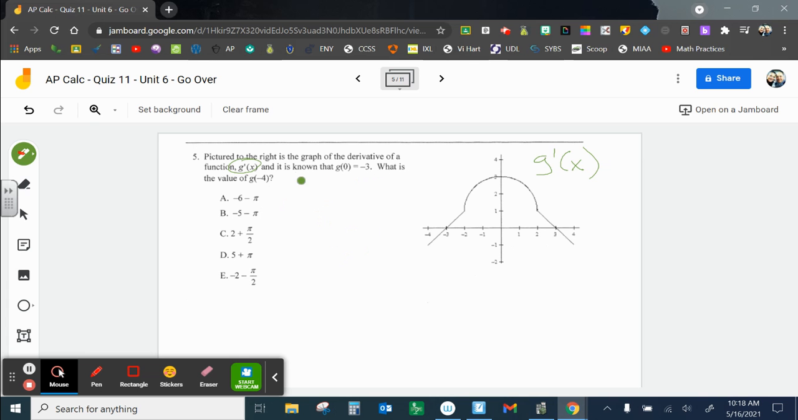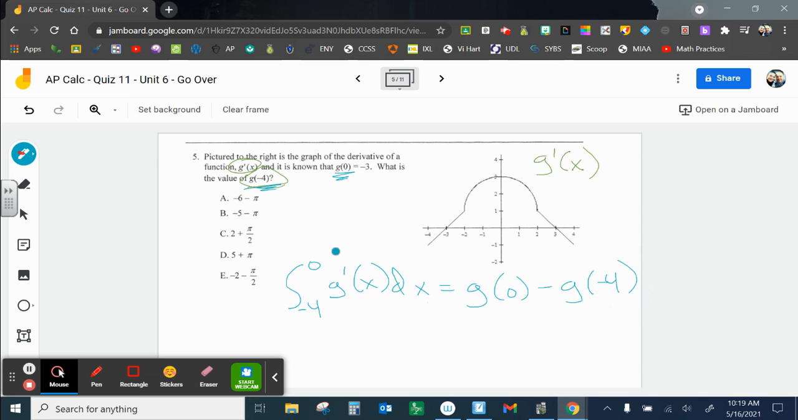Okay, so they tell us g of 0 equals -3, and what is the value of g of -4? So whenever they're giving us something as the derivative and they want us to find the original function, we're going to deal with the integral. So we're looking at the integral, and I'm going to go from -4 to 0. Why? Because they give us x is 0, and they want us to find when x equals -4. So the integral of the derivative, using the fundamental theorem of calculus, is g of 0 minus g of -4.